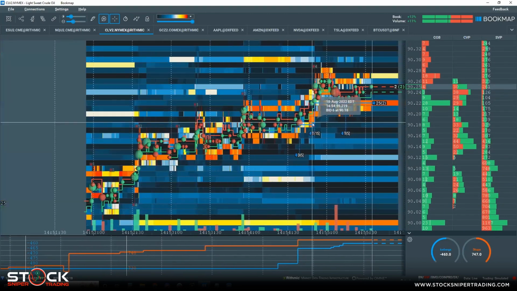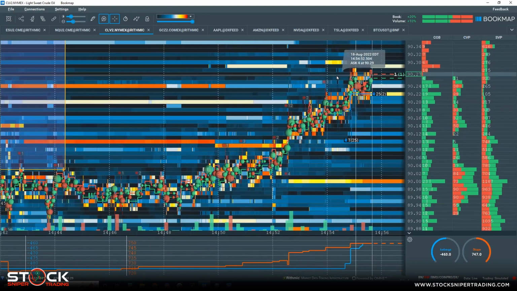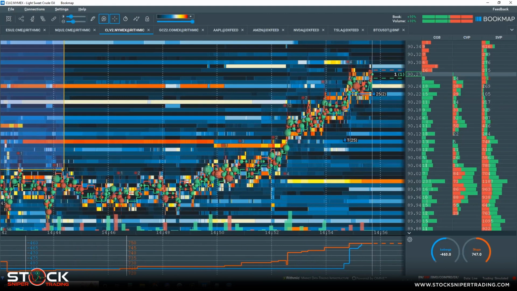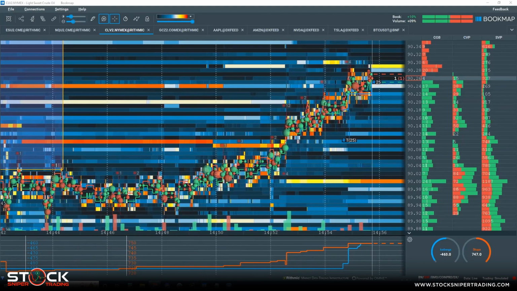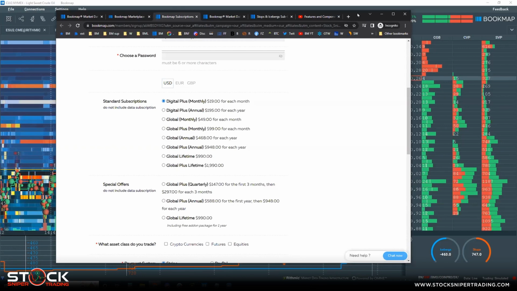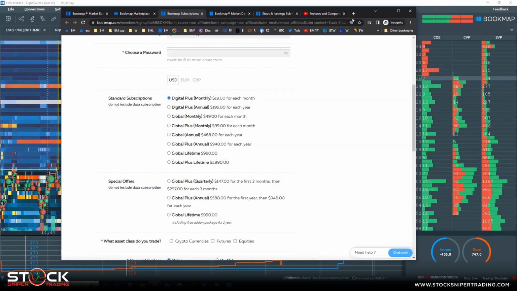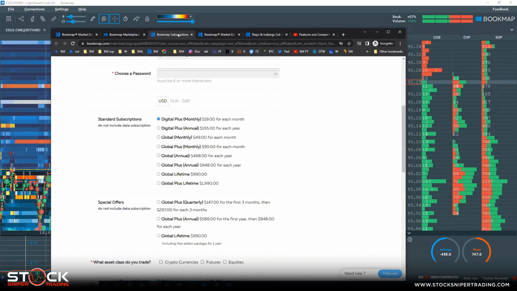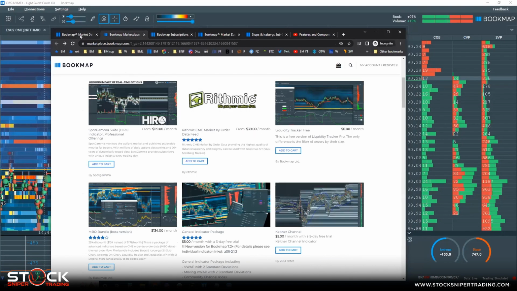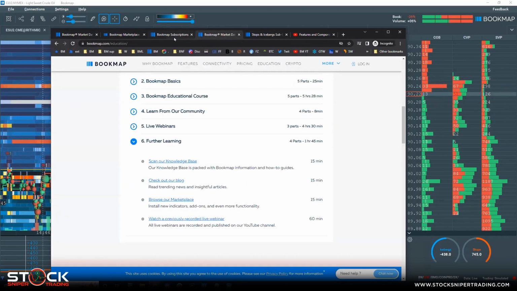This kind of answers a question about the education as well. And this is what we recommend to people when they first get Bookmap: put their education on volume profile or candles or patterns and head and shoulders aside, and just start to understand parts 1 and 2 of our educational course. Because let me find it here.